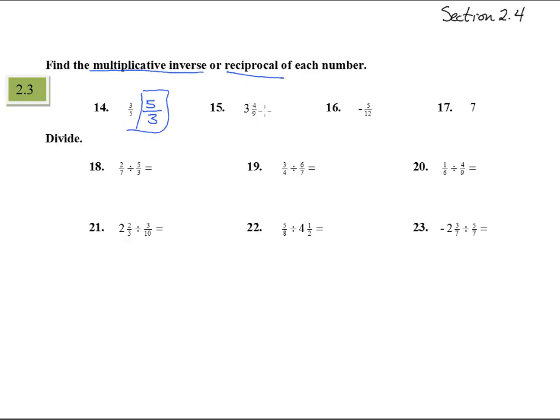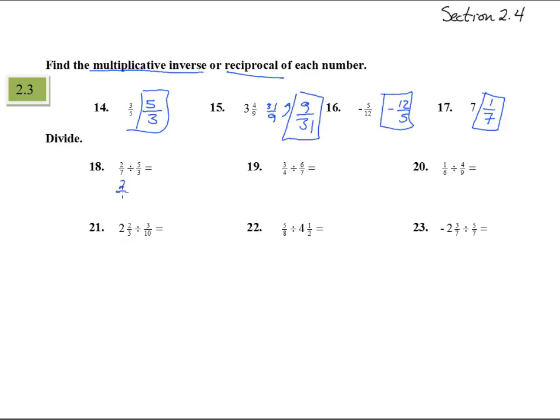This one, we have to turn it into an improper fraction before we can flip it. So this is 27 ninths and 4 ninths. That's 31 ninths. Now that needs to be flipped up: 9 31sts. Negative 5 twelfths, negative 12 fifths. And this is 7. 7 over 1 gets flipped to 1 seventh. There we go.